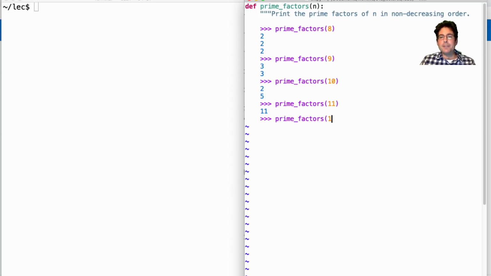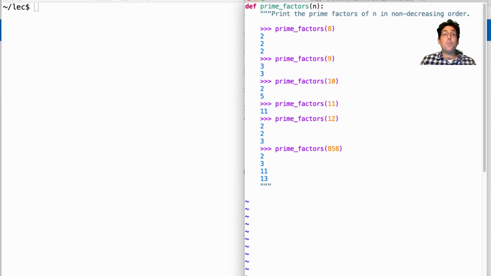The next interesting one was 12, which is 2 times 2 times 3. And then we did this tricky one, 858, which was 2 times 3 times 11 times 13. So now we have a bunch of examples. We can test our work. But how do we actually solve this problem? Well, we write down code that corresponds to the process that we came up with in the first place.